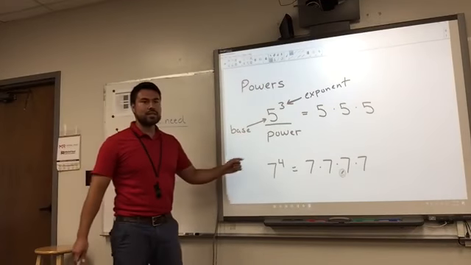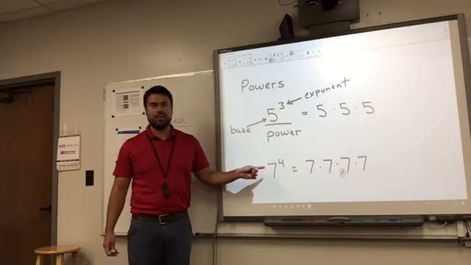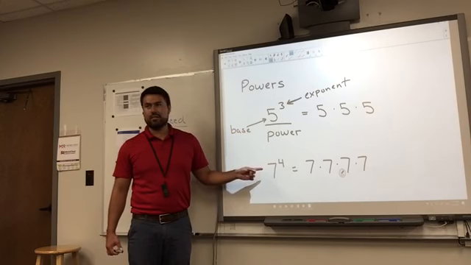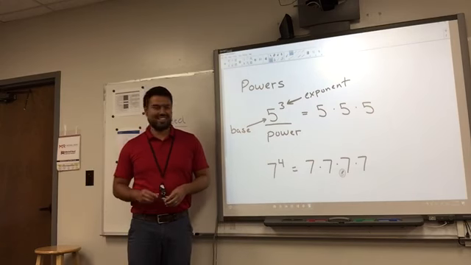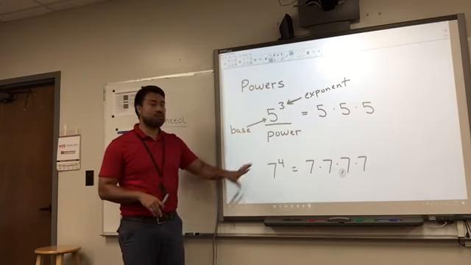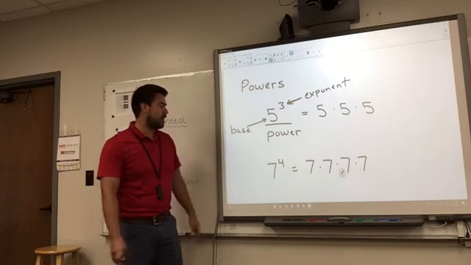Okay? What's the base here, Autumn, of this power? 7. What's the exponent, Lucy? 4. Okay. What's the power up here that I just wrote down, Jenna? The power is 7 to the 4th. Good. So you guys get that terminology? Get used to that. All right.